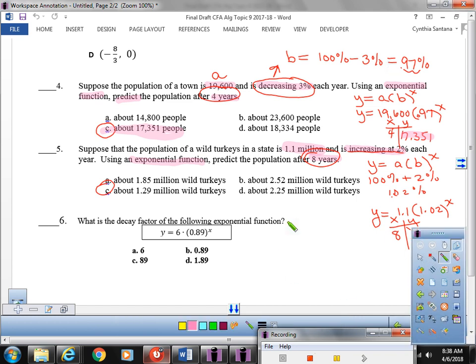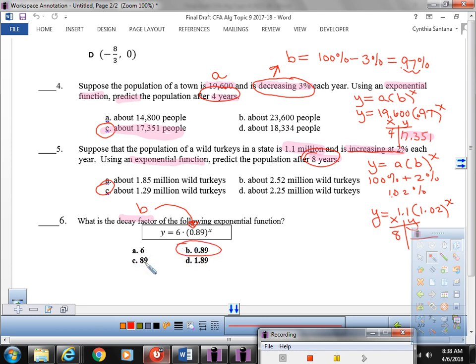Now, number 6, it was super easy. What's the decay factor? Well, what is the factor, the A or the B? The B. And you needed to know that. And if you would have studied, you would have known that it's 0.89. So all you had to do was circle B. Some of you chose C. I think you moved 2 places to the right. They didn't say rate. If this word would have been a rate, then it's a percentage. Then you would move 2 places. Well, actually, you would subtract 1 minus that and then move 2 places. So I don't know. Maybe some of you thought this was a decimal.